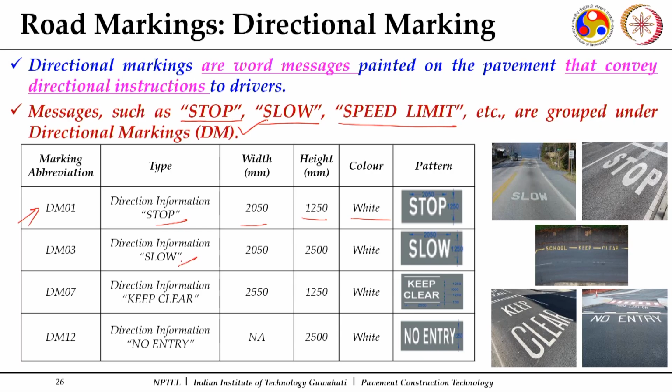We can have information related to slow down, we need to have a keep clear, specifically when school zones are there, or if there is a no entry. So these are directional markings which give you directional instructions that you need to stop or you need to slow down, you have to have control over your speed limits.